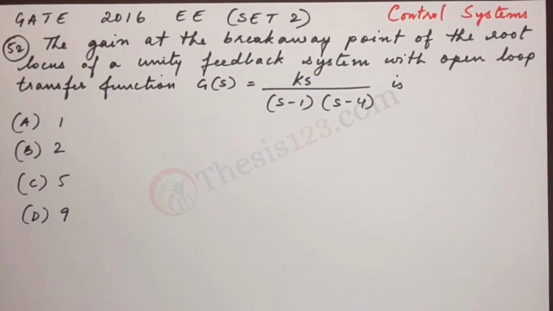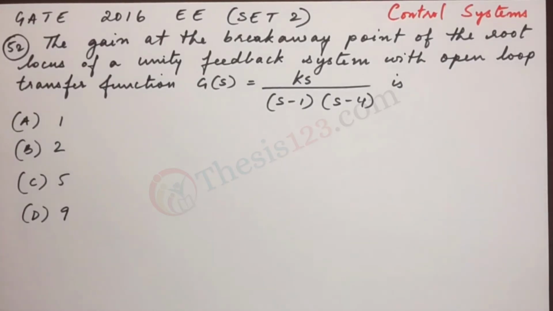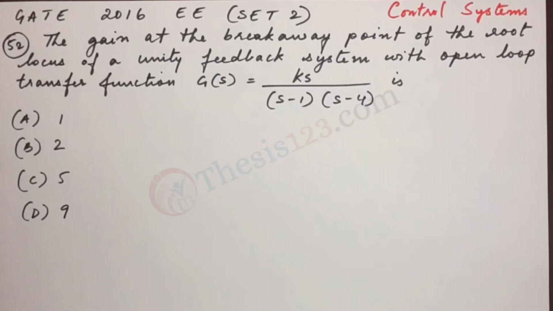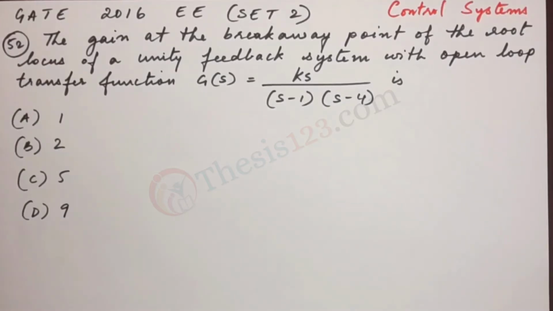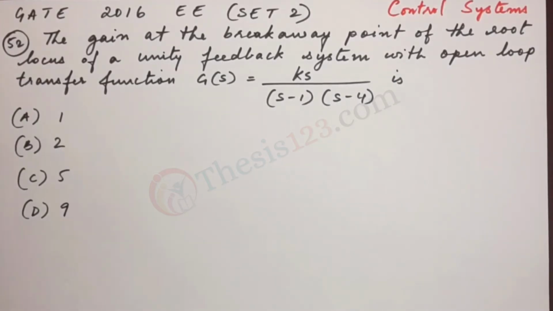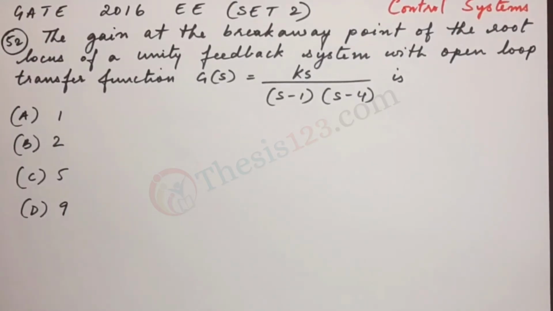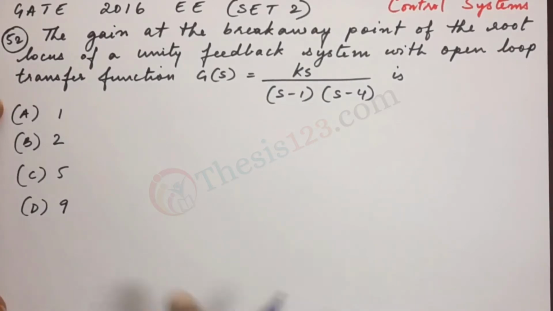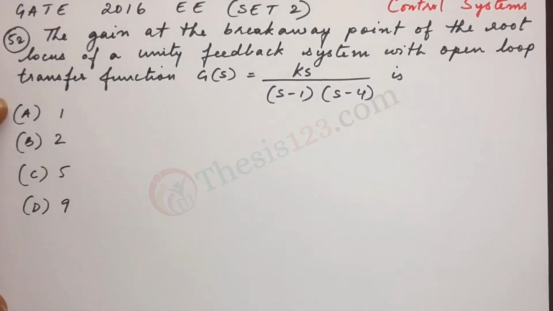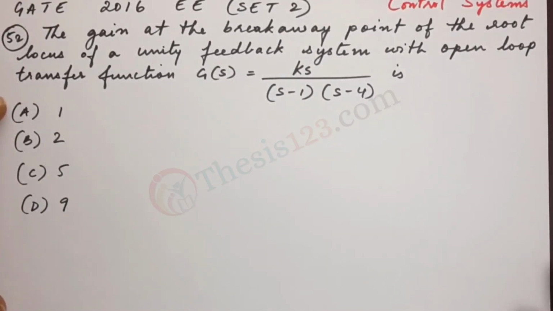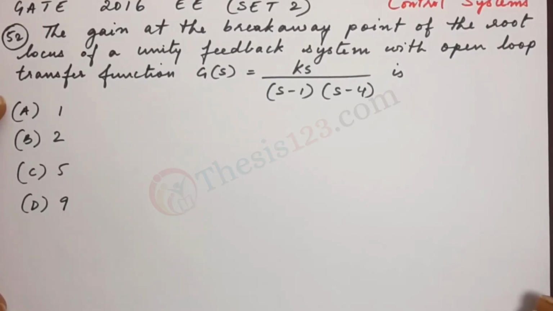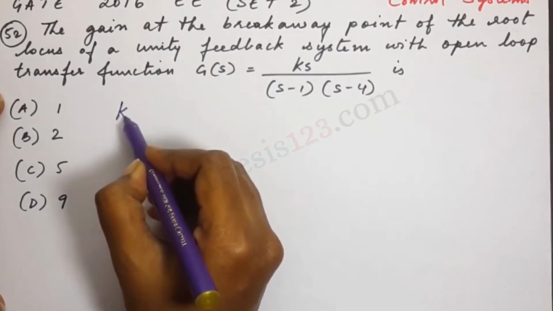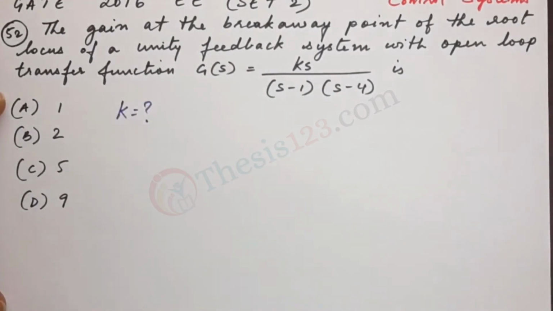Here's the next question, number 52. The gain at the breakaway point of the root locus of a unity feedback system with open loop transfer function G of s is equal to Ks by (s minus 1)(s minus 4) is A, B, C, D. So we have our options and we will have to find out the value of the gain. Now gain is K. So we have to find out what the value of K is.